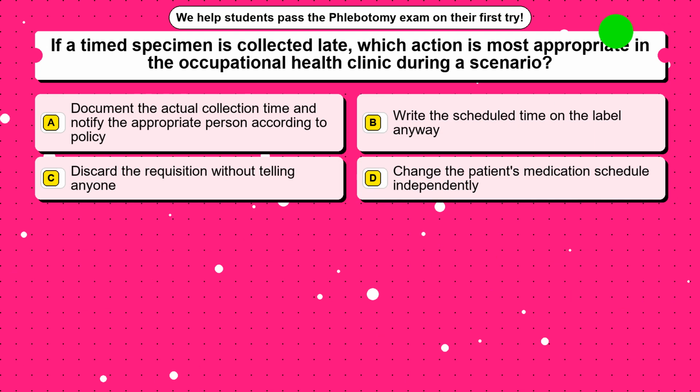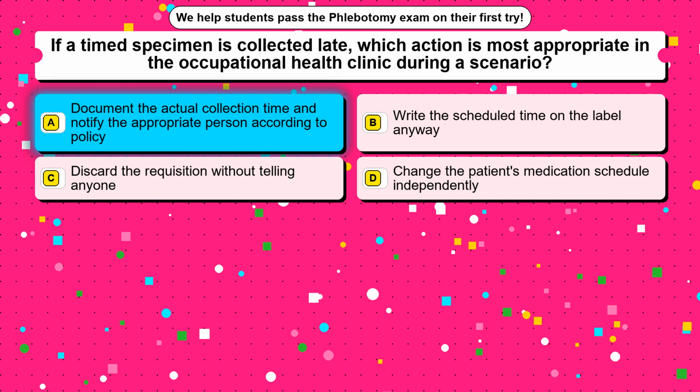Question 83. If a timed specimen is collected late, which action is most appropriate in the occupational health clinic during a scenario? Option A. Document the actual collection time and notify the appropriate person according to policy. Option B. Write the scheduled time on the label anyway. Option C. Discard the requisition without telling anyone. Option D. Change the patient's medication schedule independently. The correct answer is option A.